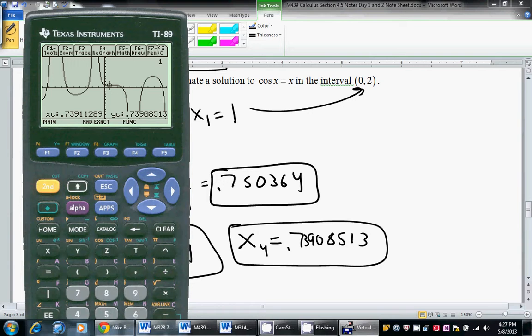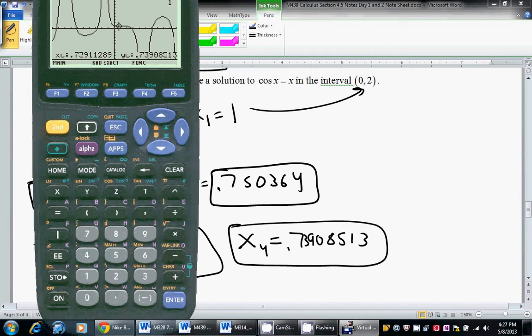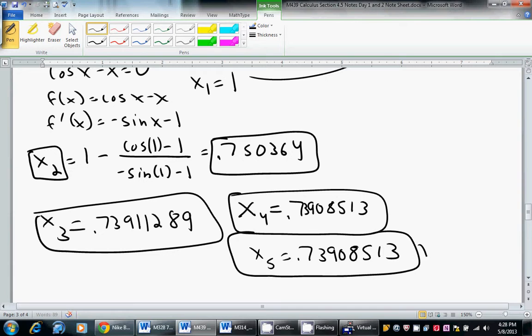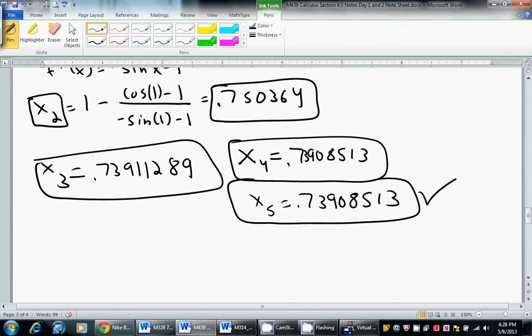Okay, and now let's find x sub 5. So I'm going to plug in x sub 4, 0.739085513. And what do I get? I get itself. My fifth guess, x sub 5, is the same as x sub 4. Therefore, it is my x-intercept. That is the solution to cosine of x equals x in the interval 0 to 2, obviously.